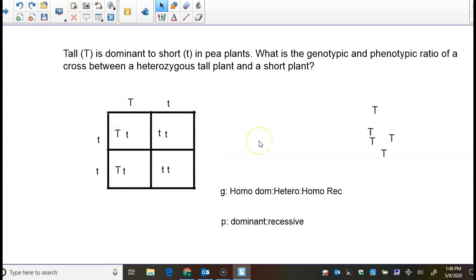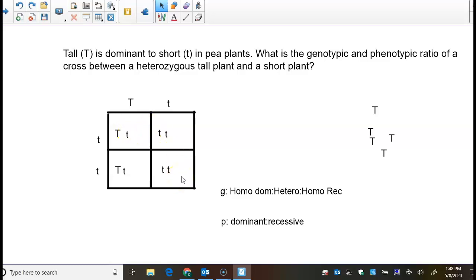Now I want to know what are the ratios, or I could have said, what's the chance of having a short plant? What's the percentage chance? So the way that's done is we have four options, right? So it's 1, 2, 3, 4, which means everything is going to be either 0, 25, 50, 75, or 100%.